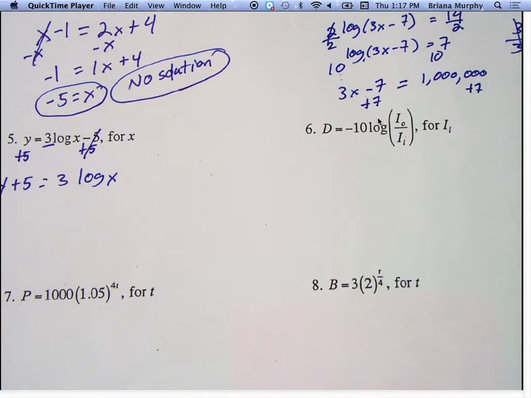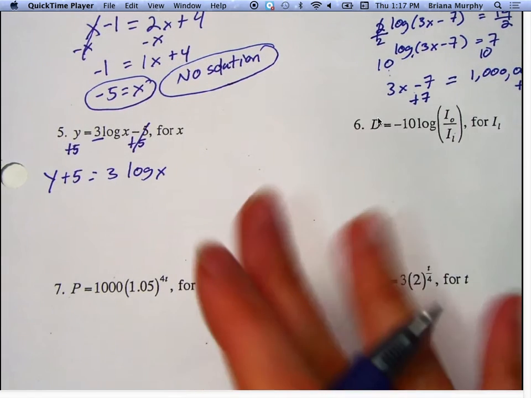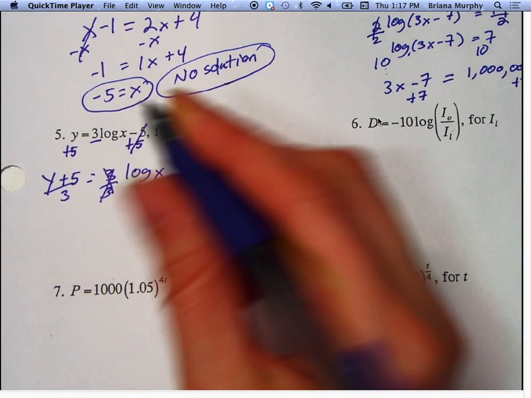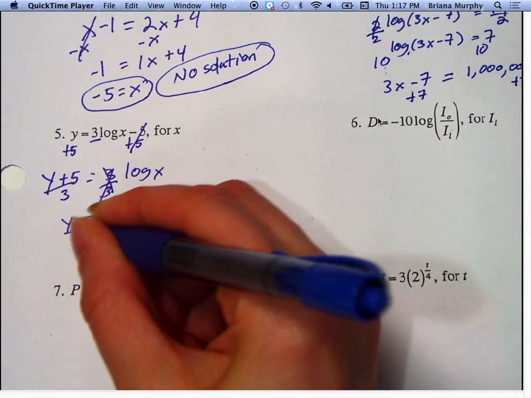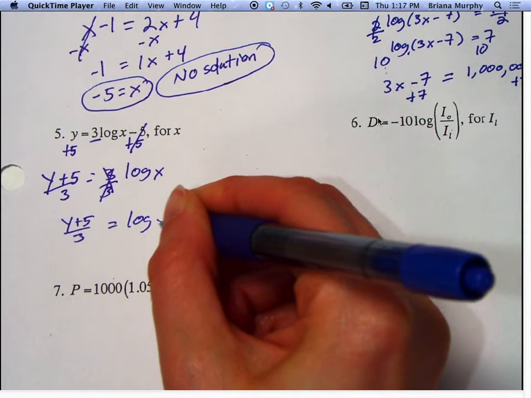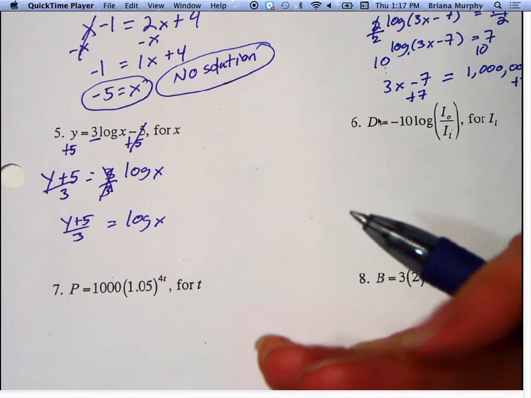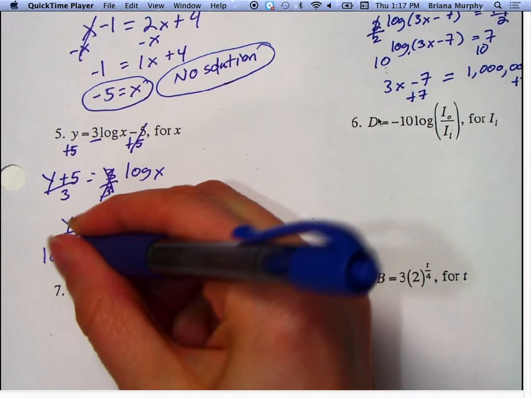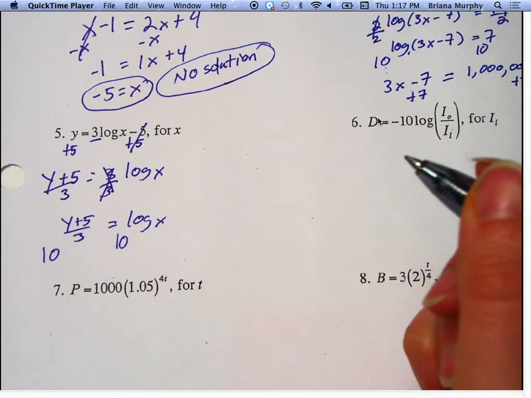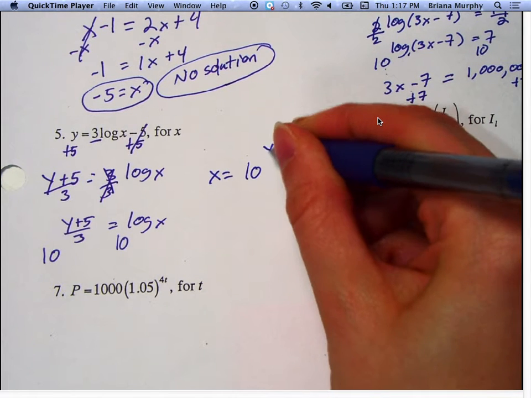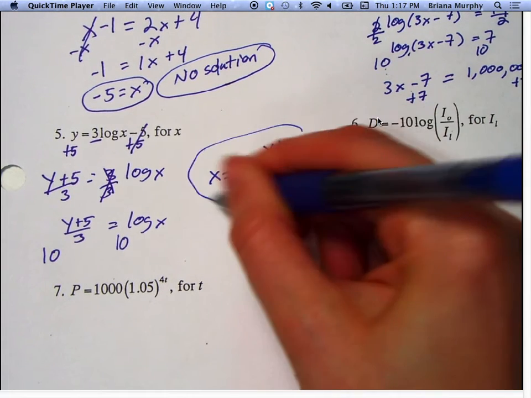It's the opposite of PEMDAS, right? First you get rid of all the addition and subtraction. Now we're going to get rid of all the multiplication and division. So what am I going to get rid of? 3. So I'm going to divide by 3. These cancel, and I'm left with (y plus 5) over 3 equals log of x. How am I going to get rid of that log? Exponentialize. And what's the base of this one? 10. So I'm going to exponentialize. I don't know if that's a word, but I like it. So I'm going to get x equals 10 to the (y plus 5) over 3, and that's my final answer.